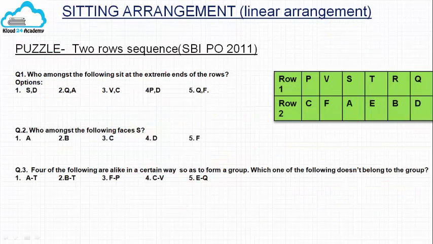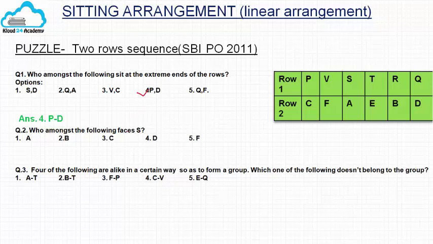Who amongst the following sit at the extreme ends of the row? SD? No. QA? No. VC? No. PD? Yes. P and D sit at the extreme end. Who amongst the following faces S? So S is here. Who is facing S? A is facing S.